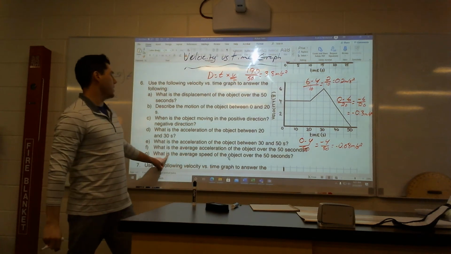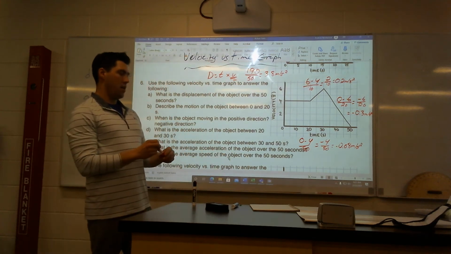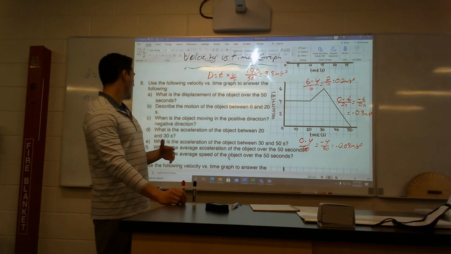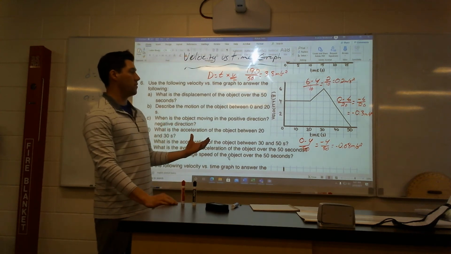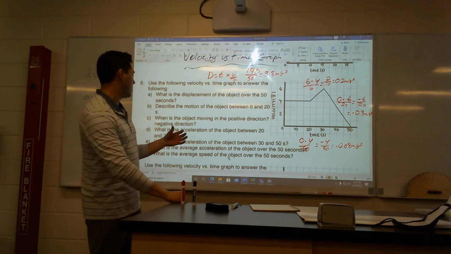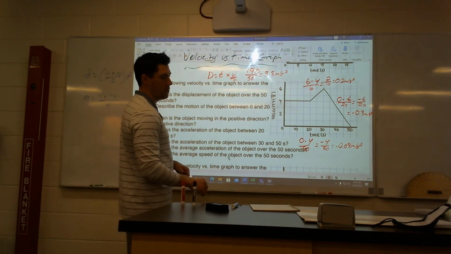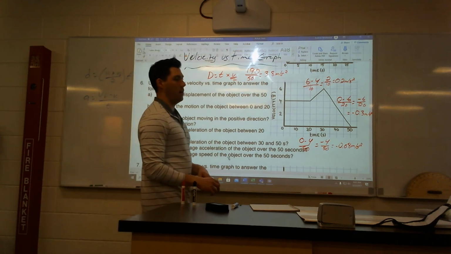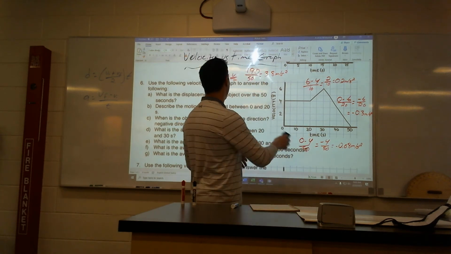To find the average speed of the whole thing. Okay, so there's question 6. Let's go to question 7 kind of quickly, because that one's actually not too bad. There's not a whole lot of crazy stuff that we have to do, and then we'll be hopefully good for our velocity time graph.